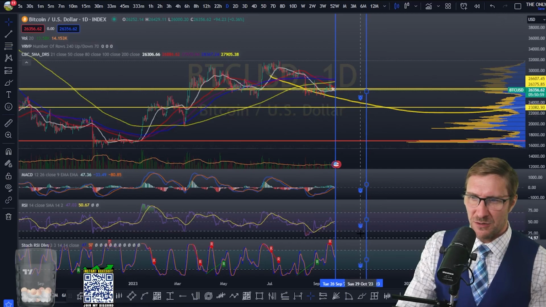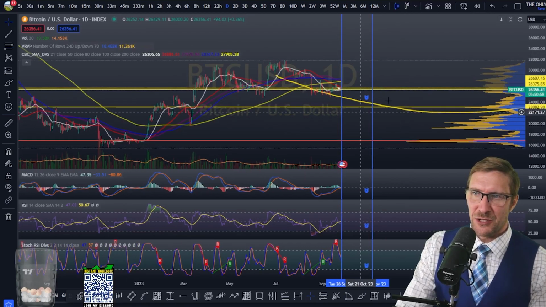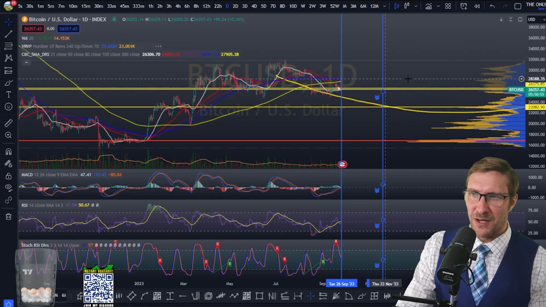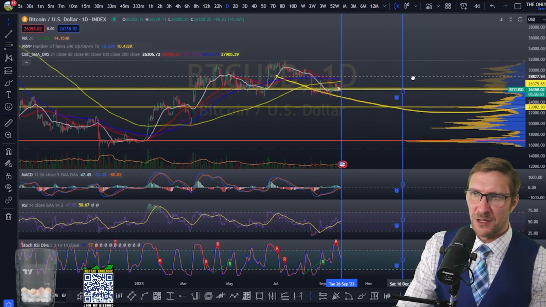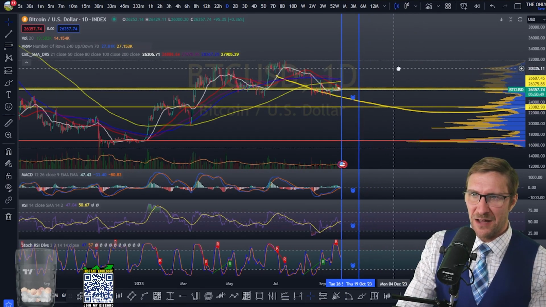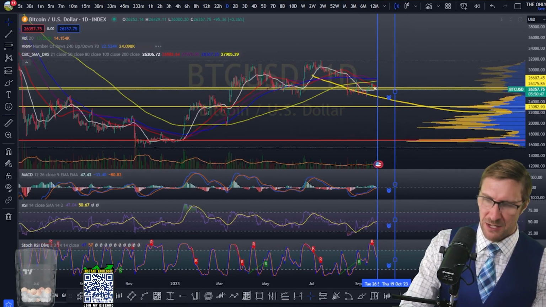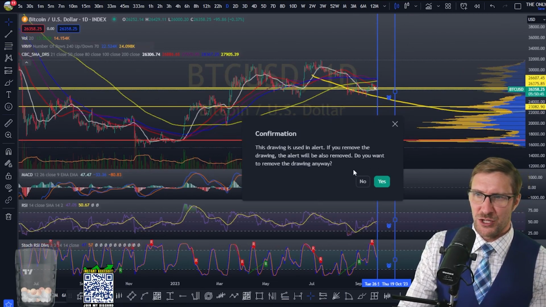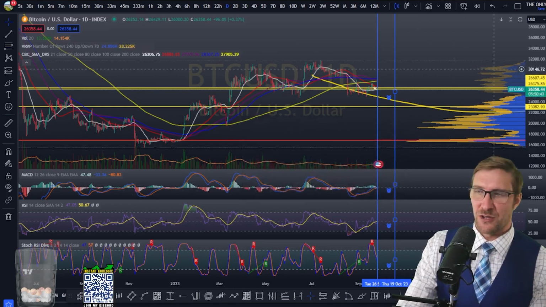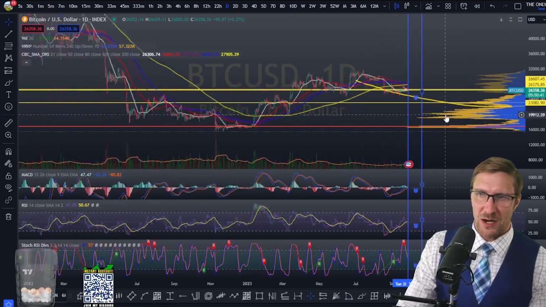And on all the indicators, it'll put a little alarm indicating that you have an alert on this line. If you move the line, you can move it around wherever you want, and it's going to have an alert on it. If you go to delete it, it's going to say, hey, you're deleting something with an alert. Are you sure you want to do that? Just to let you know, hey, be careful. So that's how you add alerts.